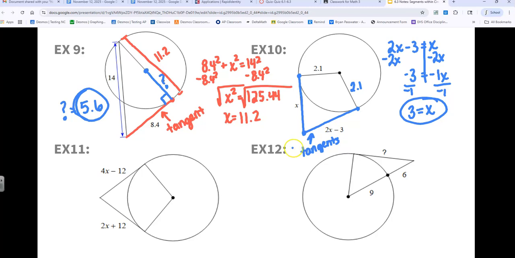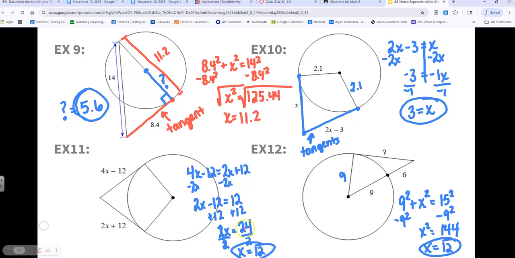Okay? Try those next two on your own there. If this little piece right here is 9, that is a radius of the circle. So that means this piece right here, which is also a radius, has to be 9. And what we've got happening here is there is a radius and a tangent that meet, so that makes that a right angle.